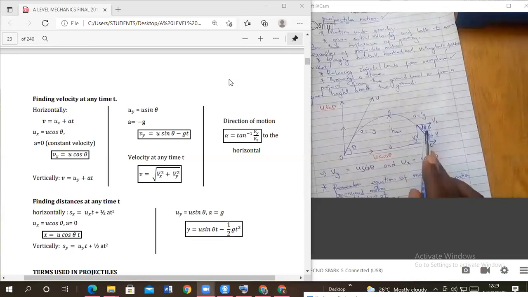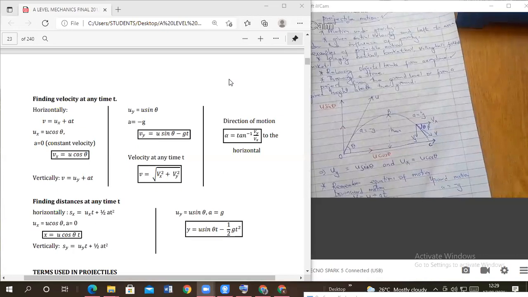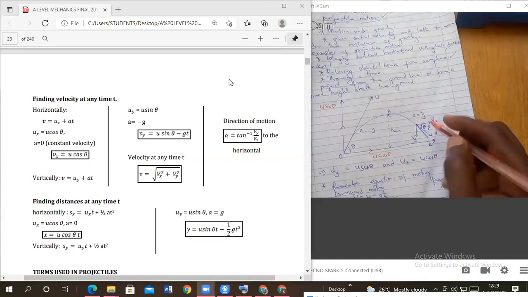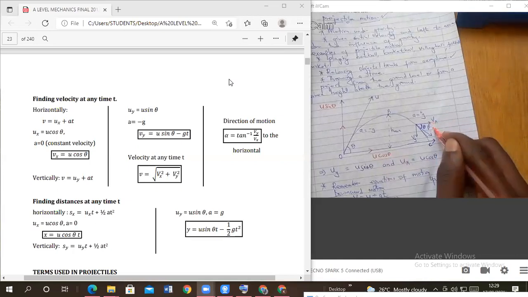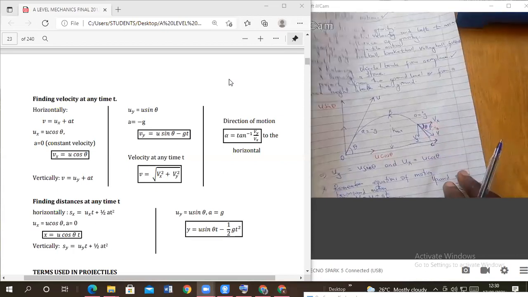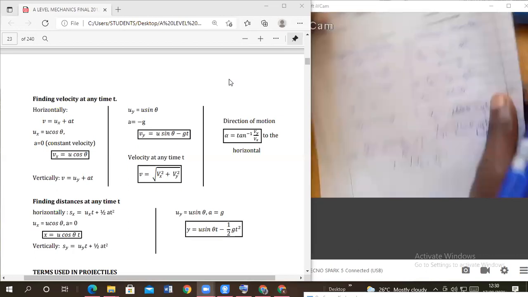So are we going to find that? Which trigonometric ratio are we going to use? Is it tangent, cosine, or sine? Look at it well. This one is still Vy, so the angle is here, which means it's opposite over adjacent. Opposite over adjacent is tan.